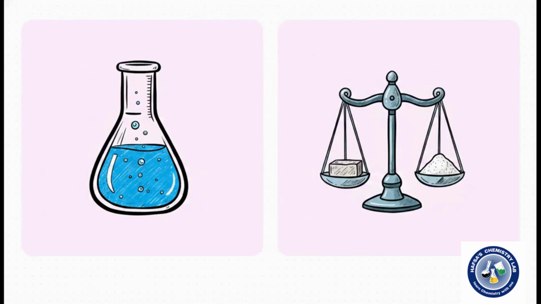But wait, normality isn't the only way we measure concentration. We also have molarity and molality. And yeah, those two sound incredibly similar, but their accounting rules are fundamentally different. Molarity, with an R, measures the moles of a solute divided by the total volume of the solution in liters. Molality, with an L, measures the moles of the solute divided by the weight of the solvent in kilograms. So one uses volume and the other uses mass.